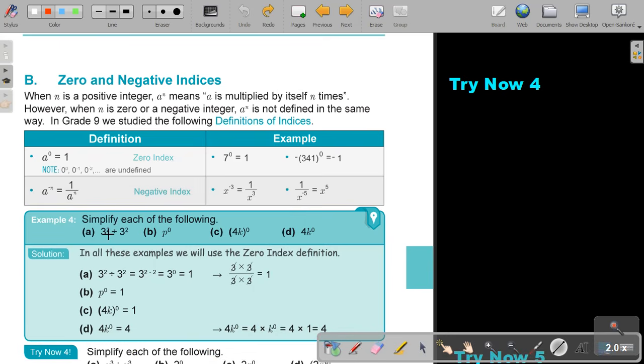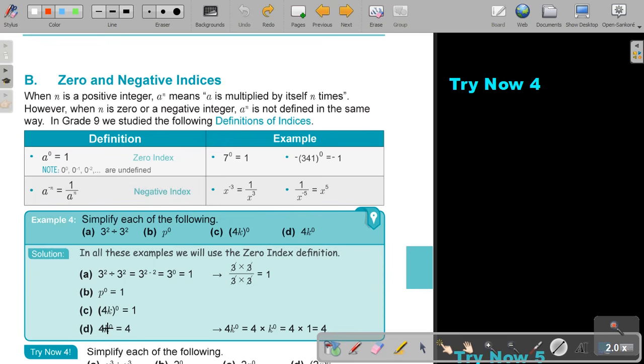Then if it's 3 to the power of 2 divided by 3 to the power of 2, this just cancels out and it's going to be 1. The reason is that 2 minus 2 is 3 to the power of 0, and anything to the power of 0 is 1. P to the power of 0 is 1. If everything in the bracket is to the power of 0, it's 1.